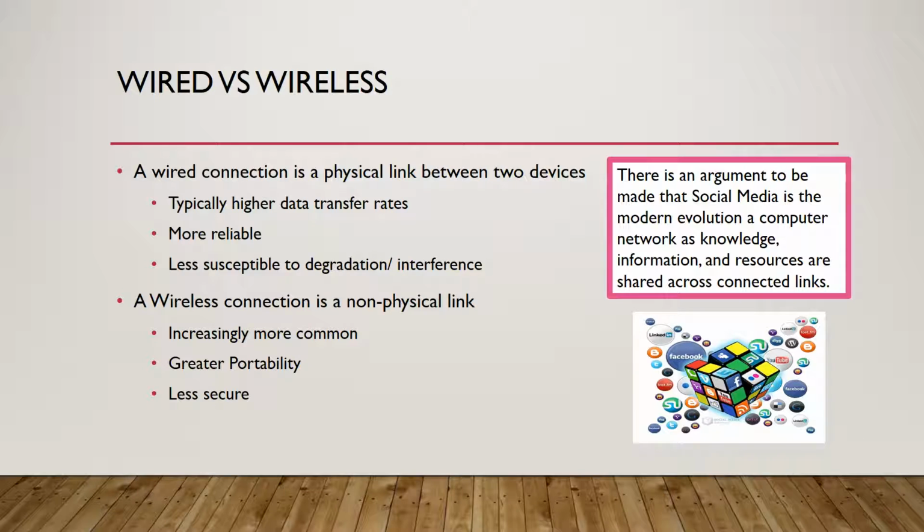A wired connection is a physical link between two devices. Now you may have heard of an Ethernet cable. Technically speaking, it's not an Ethernet cable. Ethernet is the protocol used to physically connect devices and transfer data between two physically connected devices down a copper medium. But physically connected or wired connections typically allow a higher data transfer rate.